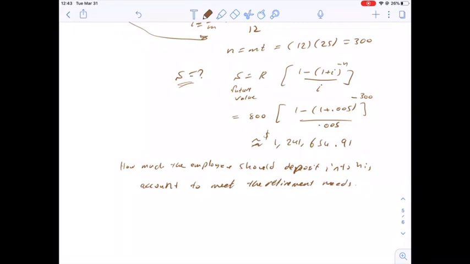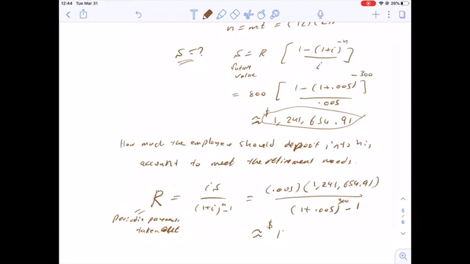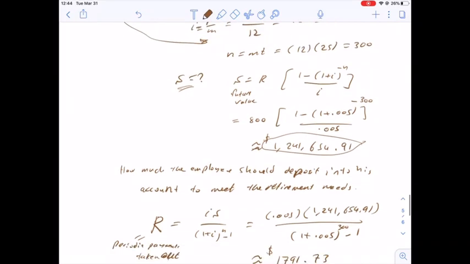1,241,654.91. So in this case, we apply R, the periodic payment. Now this is I times S over 1 plus I raised to power n minus 1. Now I is 0.005. S we already computed here, it's 1,241,654.91, all divided by 1 plus I raised to power 300 minus 1, and that's approximately 1,791.73.